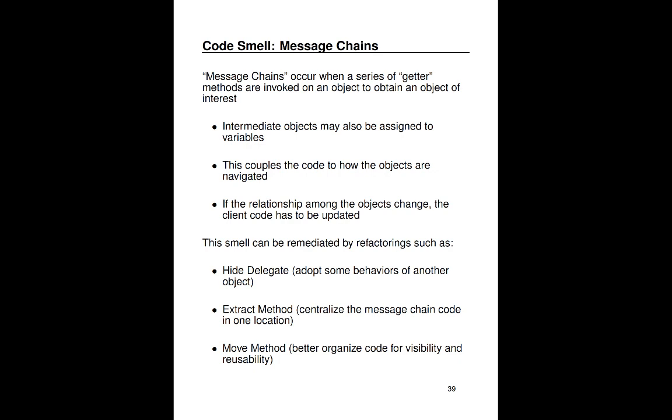So there are a couple of refactorings that you can apply to help remediate this smell. First one is called hide delegate, and basically what that does is that you have an object that adopts some of the behaviors of another object and then delegates off to that real object to do the heavy lifting. You can also use extract method, which we've already talked about, to centralize the message chain code in one location. That'll clean things up a little bit, and limit the blast radius if the relationship between the objects changes. And also move method, which does exactly what it says. It moves methods around so that the code is better organized for both visibility and reusability.